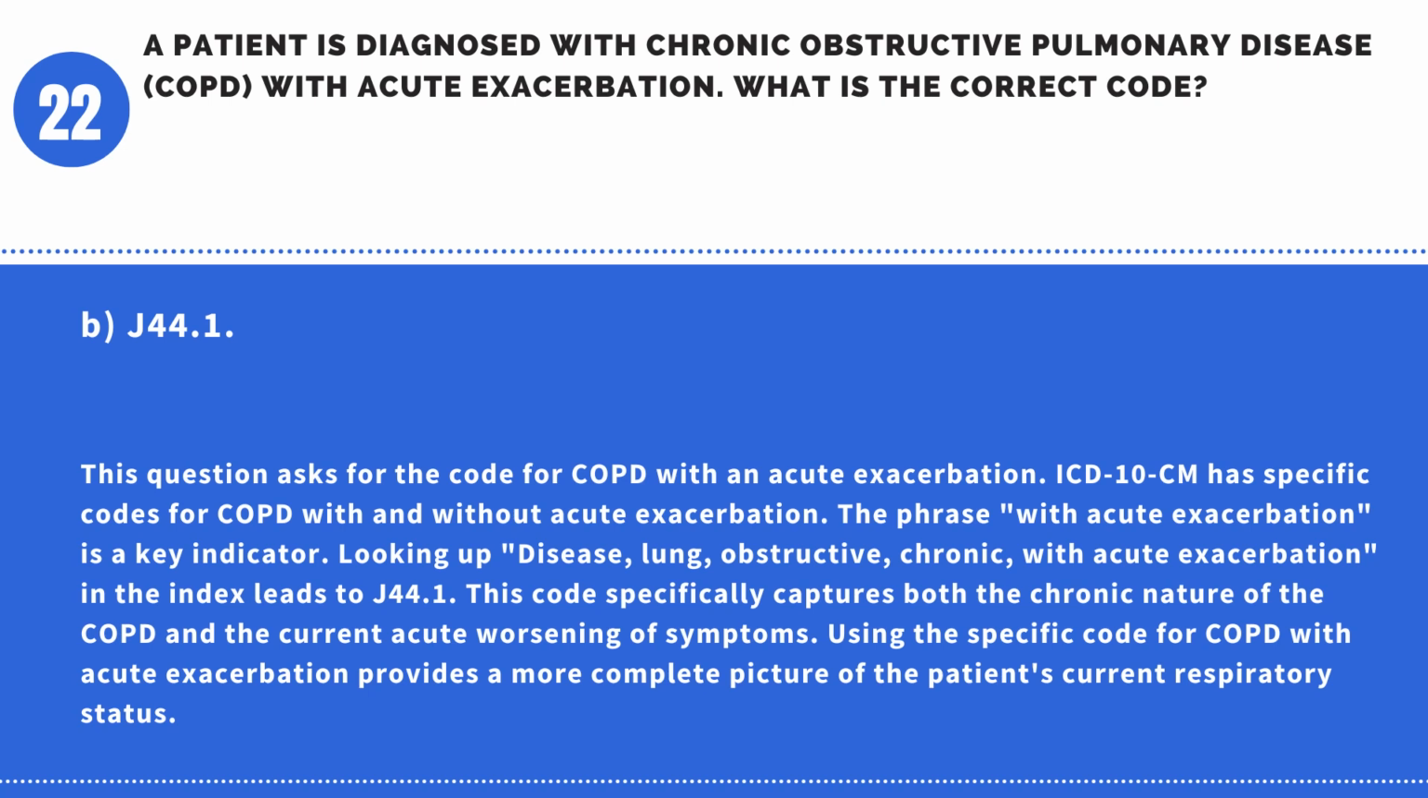Answer: B. J44.1. This question asks for the code for COPD with an acute exacerbation. ICD-10-CM has specific codes for COPD with and without acute exacerbation. The phrase "with acute exacerbation" is a key indicator. Looking up disease, lung, obstructive, chronic, with acute exacerbation in the index leads to J44.1. This code specifically captures both the chronic nature of the COPD and the current acute worsening of symptoms. Using the specific code for COPD with acute exacerbation provides a more complete picture of the patient's current respiratory status.